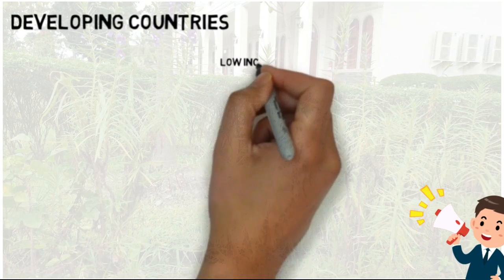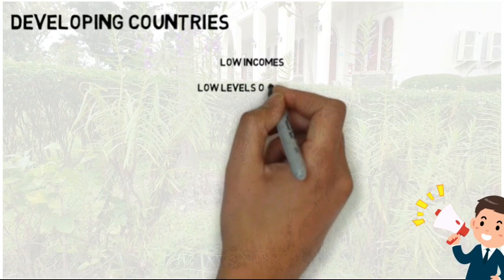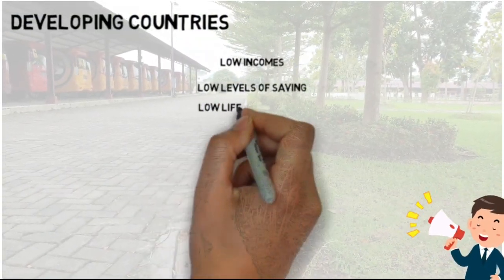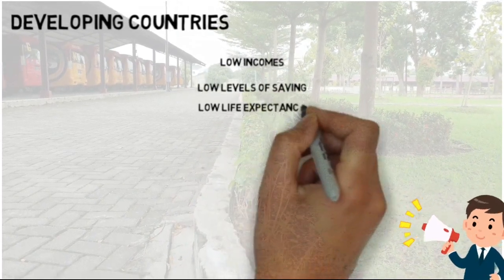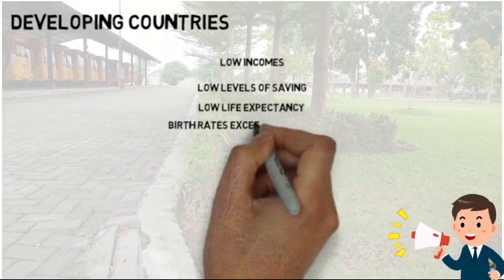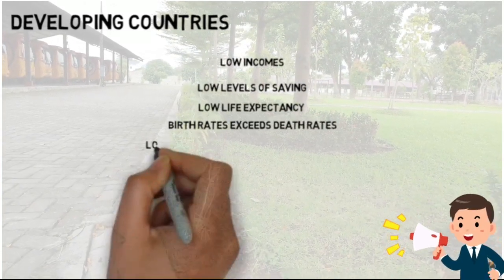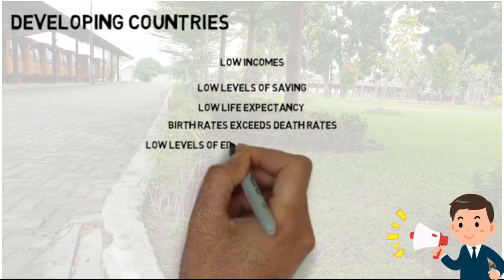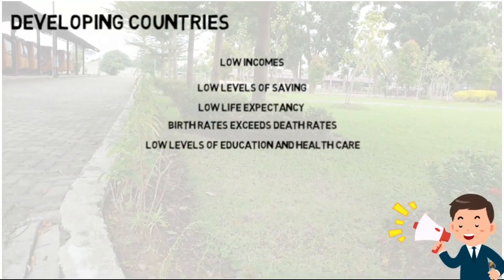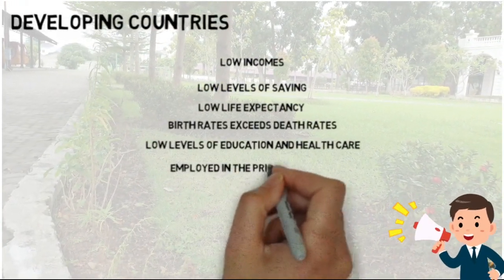Now, let's go to the developing country. First, of course, you have a low income. Low income leads to a low level of saving and lower life expectancy, but they have a very high rate of population growth because the birth rate exceeds the death rate. In these countries, there is also a low level of education and health care because most of the people are more concerned about what to eat rather than health care. Therefore, most of them choose to be employed in the primary sector.